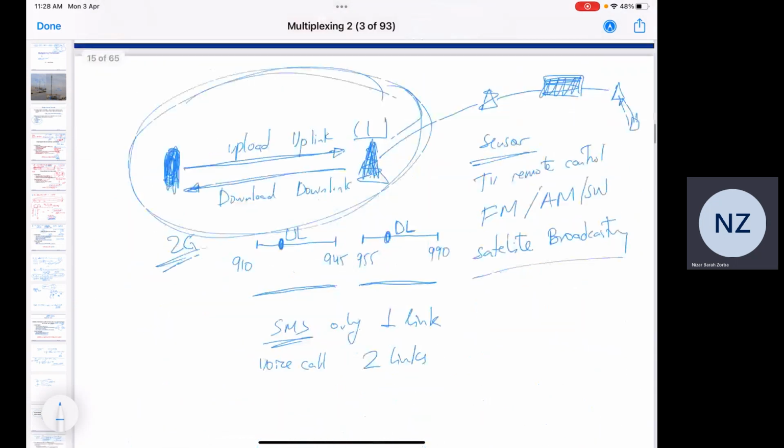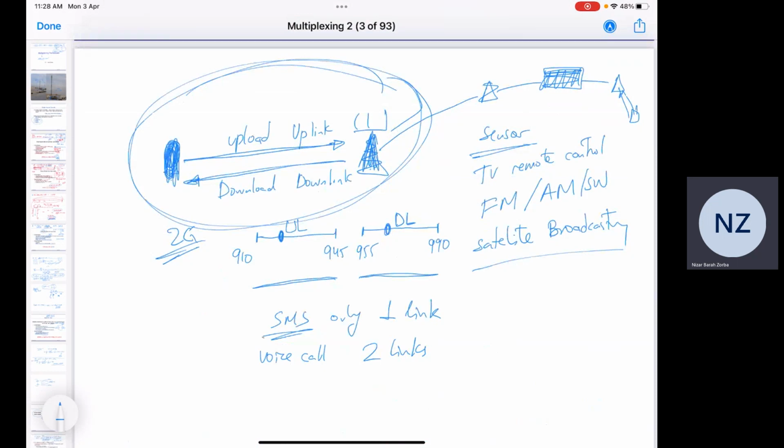Last time, we started with the FDD. Here I put the frequencies for the 2G. All of these frequencies are for the uplink and these frequencies are for the downlink. Good. For the voice call, we need 2 links. For the SMS, only 1 link. Why do you need 2 links for the voice call? That's it. You talk and you hear at the same time. Usually humans talk, then listen, but there are people who want to fight over the phone, both talking at the same time, but you need this.